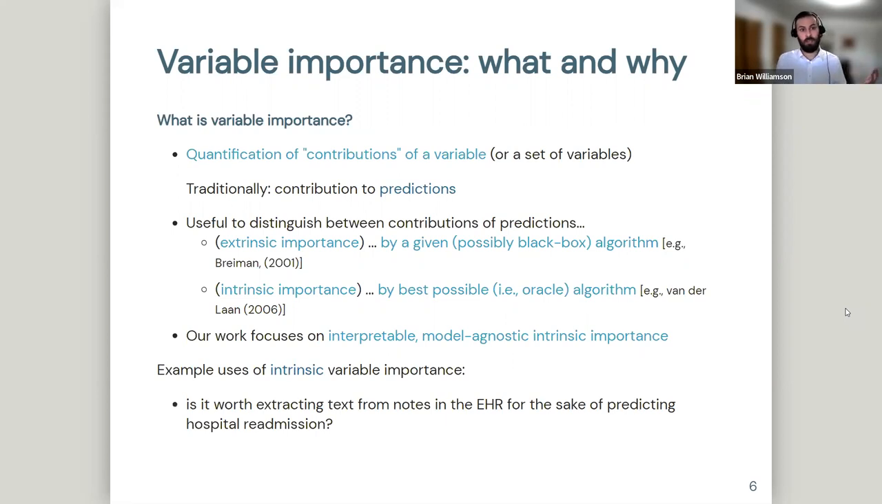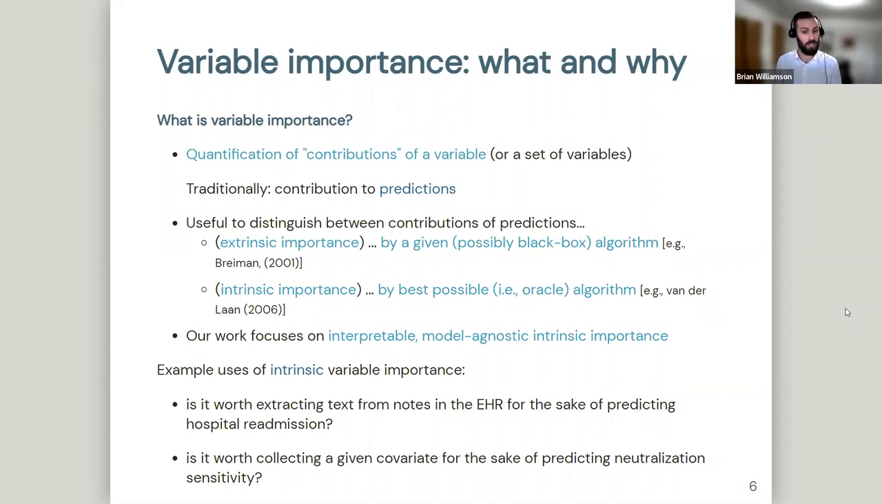Tying back to these motivating examples, for the cardiology example, we can ask the question: is it worth extracting text from notes in the electronic health record for the sake of predicting these readmissions? It's a lot of work to scan the text, so is it worth doing that? Are there things we can learn from the text that are important? And for the HIV example, is it worth collecting a given covariate or looking at a particular mutation for the sake of predicting neutralization sensitivity, so whether or not this virus is susceptible to neutralization by the antibody that we're studying?